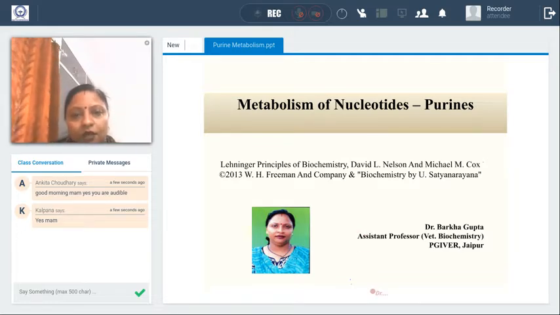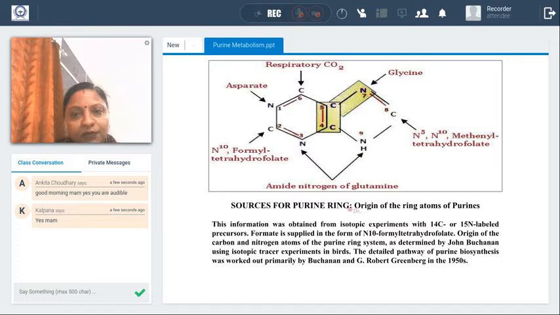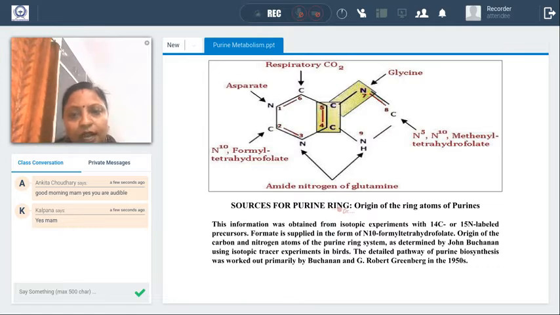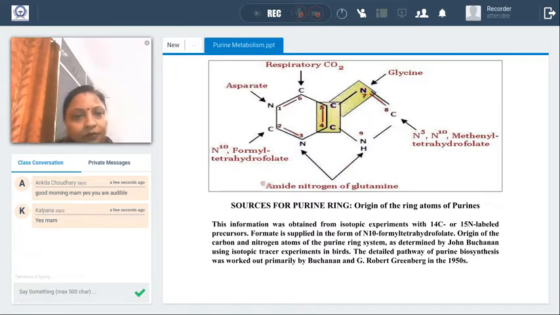Yes. Today's topic is metabolism of nucleotides, that is metabolism of purine. What is purine? Purine is a nitrogen base like adenine and guanine. It includes adenine and guanine. This is the structure representing the sources of purine ring, or the sources which create a purine ring, that is nucleotides originally.